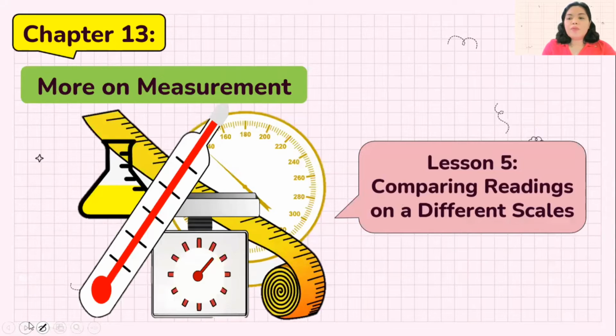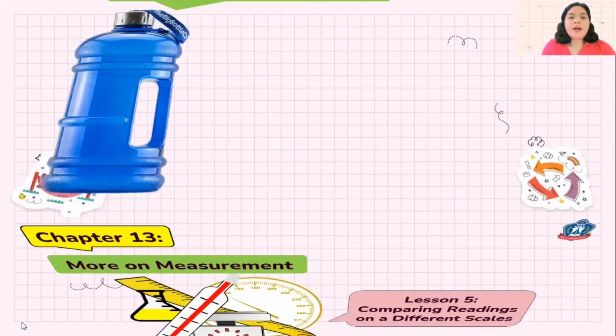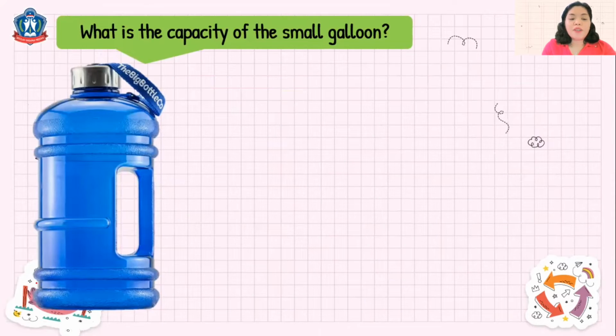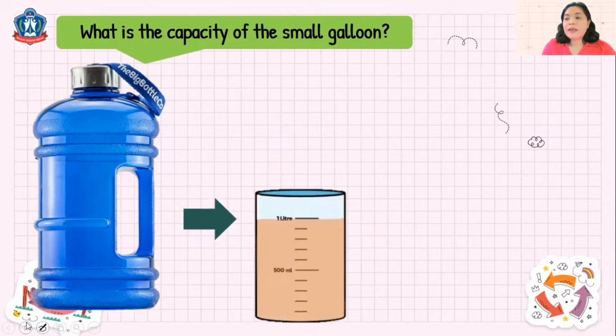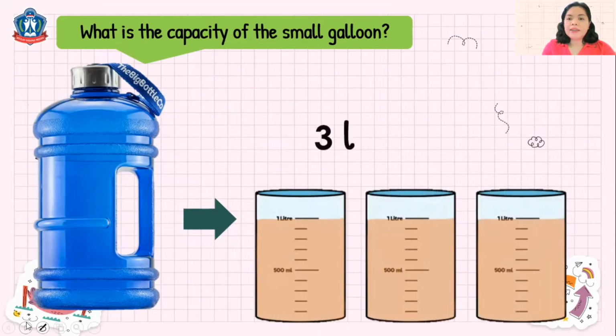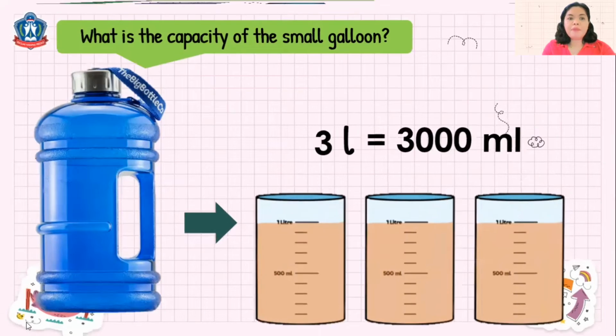Now let's go to comparing readings on different scales. So, different scales. Look at our big or our small gallon. What is the capacity of this? When we say capacity, if we make it full, it will hold how many liters? Yes, it will hold 3 liters or 3000 ml.